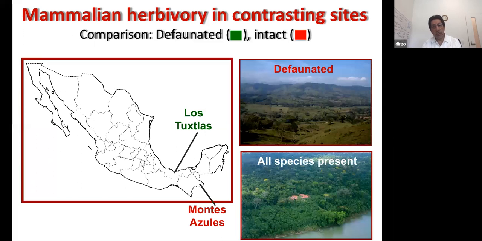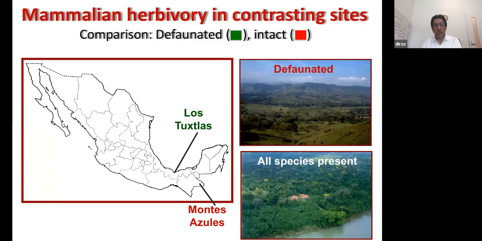I am going to present to you just a couple of slides illustrating what has happened with an ecological process relevant in most ecosystems, which is herbivory, the consumption of plant matter, the consumption of plant tissue, in this case by mammals in this site, Los Tuxtlas. And one way of putting this into context is comparing it with another place, in this case, a forest further south in the state of Chiapas, a place called Montes Azules.